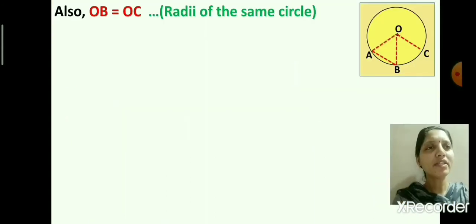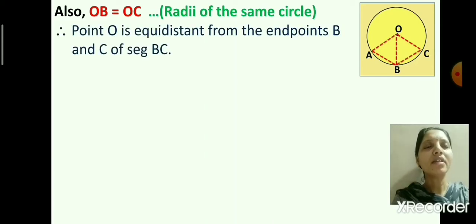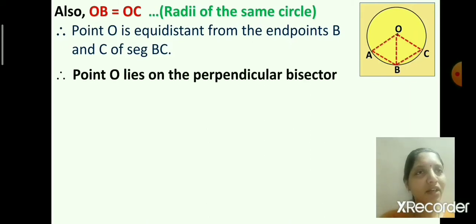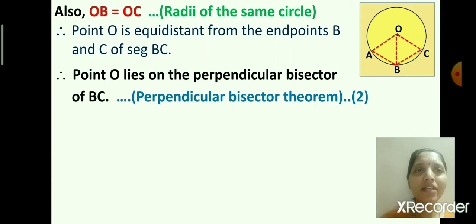Now if you join seg OC, you will get one more radius. Therefore OB is equal to OC. Reason is radii of the same circle. Now join seg BC. Therefore, point O is equidistant from the endpoints B and C of seg BC. Therefore, by perpendicular bisector theorem, point O lies on the perpendicular bisector of seg BC. Yes, write this equation as equation 2.